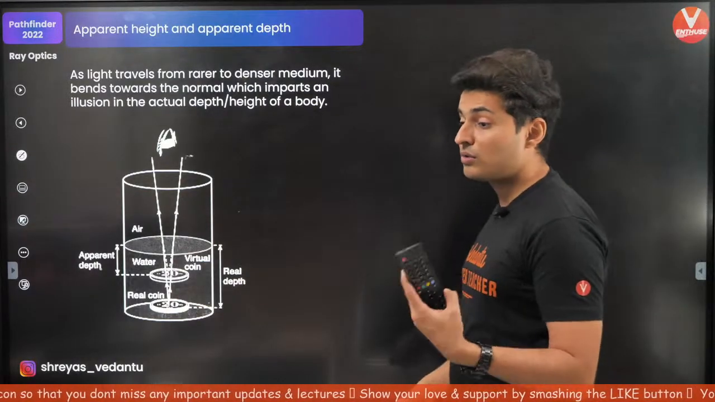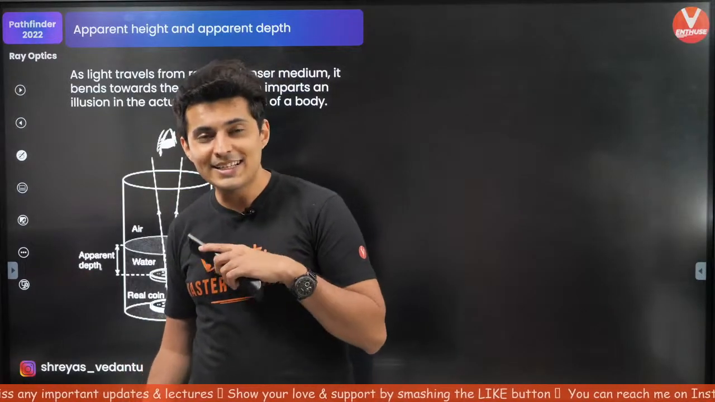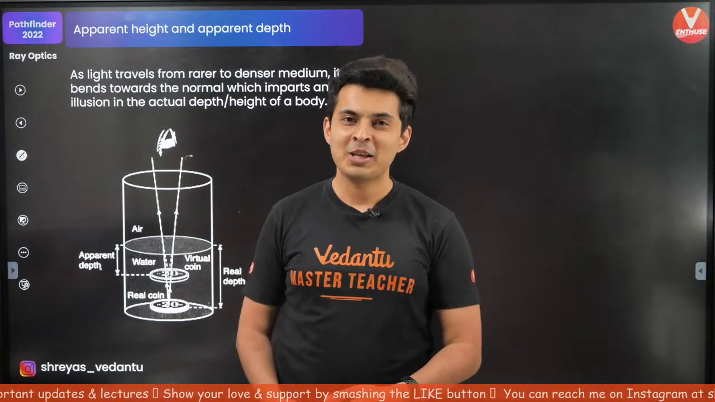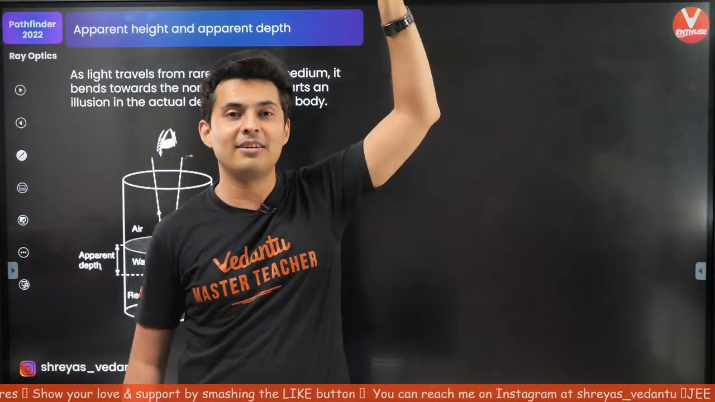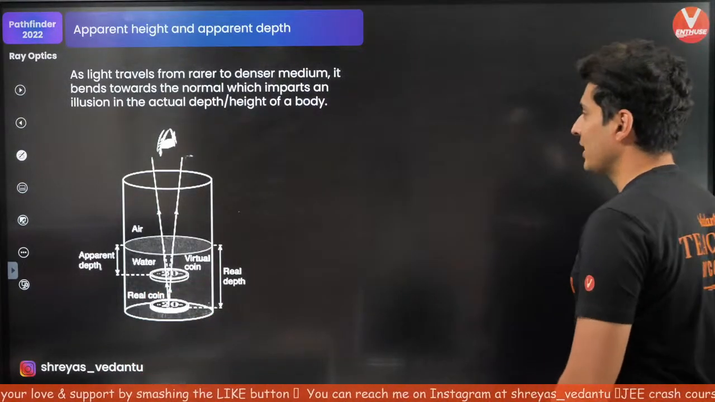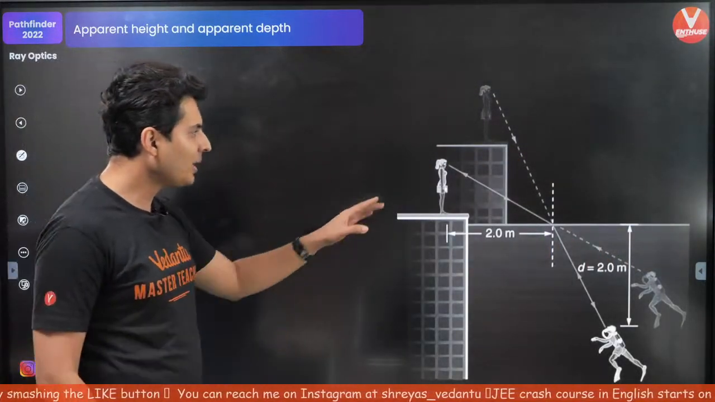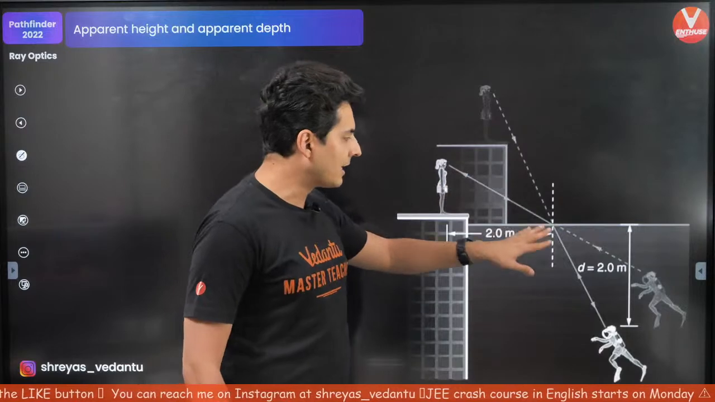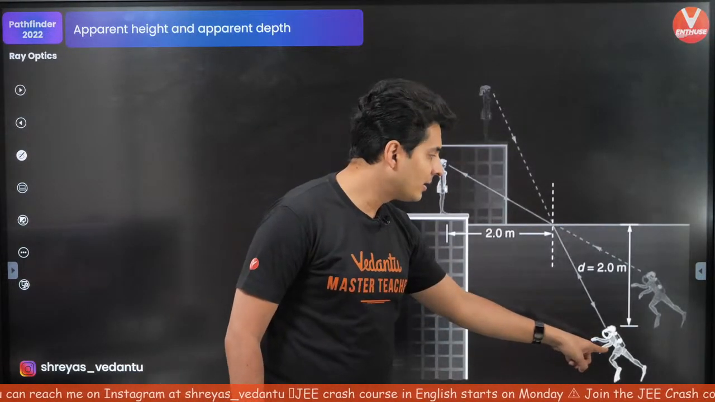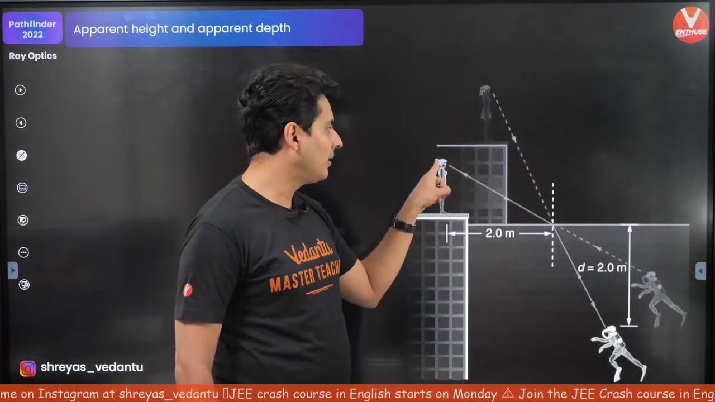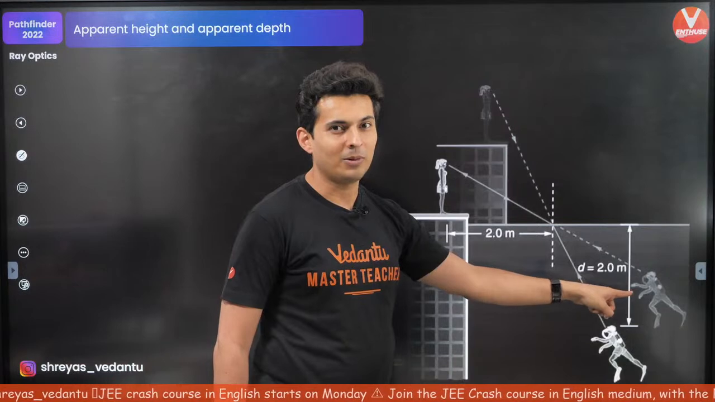And the reverse is also true. When you are inside a dense medium, you will find objects in the rare medium are farther away. Look at this ray diagram. This makes things very obvious. This girl is seeing this diver. This diver is actually here, but the rays of light bend. So she feels that the diver is here. That's the problem. Do you see that?